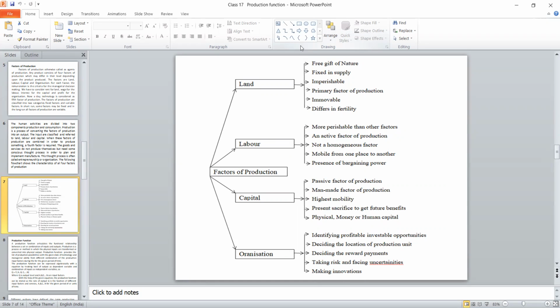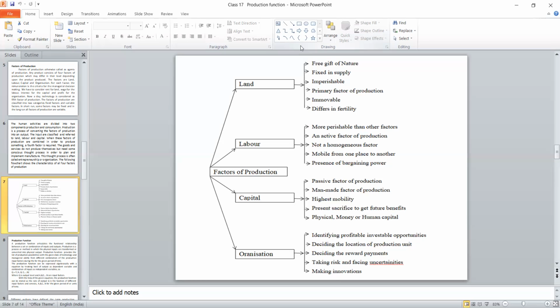If you want to say about land, definitely this land is a free gift of nature. We cannot change the land. The total availability of land on the earth is the same. But by making some system, we are saying this land belongs to government, this land belongs to a private party, and so on. But understand, this is a fixed supply. Secondly, it is imperishable.